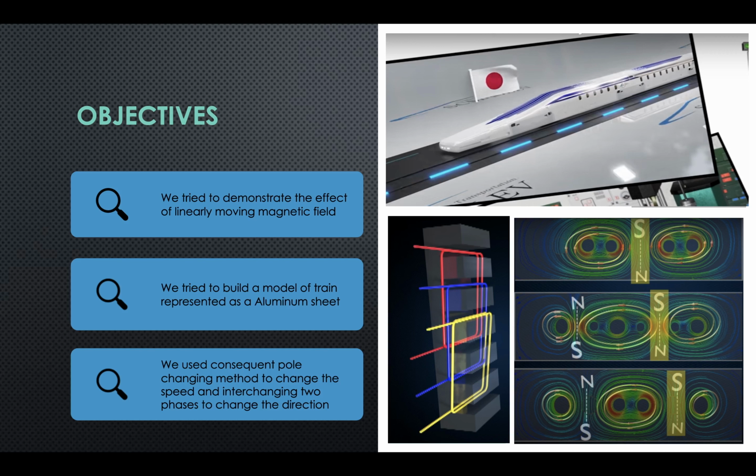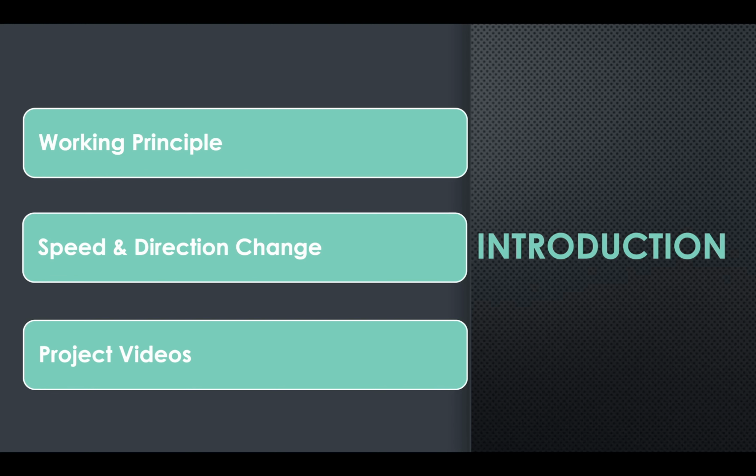In this project, our main objective is to demonstrate the effect of a linearly moving magnetic field. Here we created a model of a train represented as an aluminum sheet, and we also use the consequent pole changing method to change the speed and interchanging two phases to change the direction. At first, we will see the theory behind the working of the motor. Then we will cover the theories behind the speed and direction change of this three-phase linear induction motor. Then we will show the project that we created.